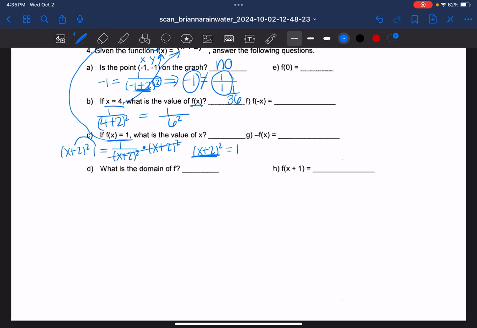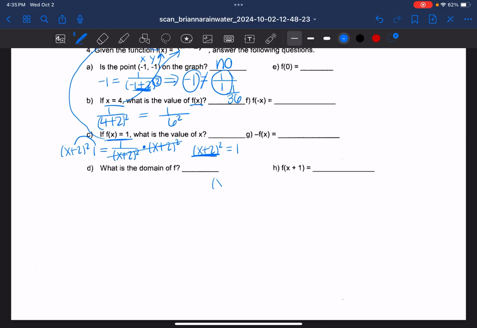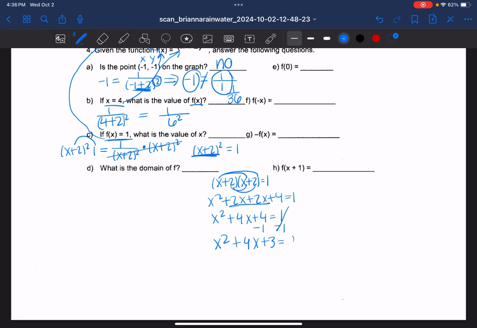Well, squaring something means to multiply it times itself. So this would be x plus 2 times x plus 2 equals 1. So I multiply x times x, x times 2, 2 times x, and 2 times 2. These are like terms here in the middle, so this is x squared plus 4x plus 4 equals 1. I want to factor it, but I have to have everything on one side of the equation. So I subtract the 1. This is what we're left with.